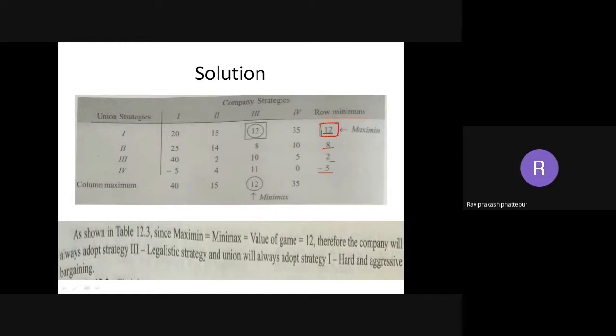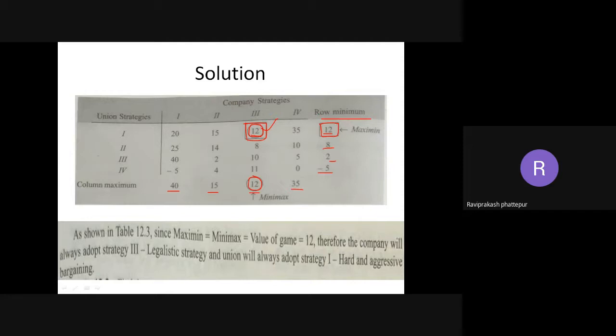Now coming to columns, find the maximum. In this case, the maximum is 40, then 15, then 12, and 35. Out of these maxima, we need to choose the minimum. So among 40, 15, 12, and 35, the minimum is 12. We put a circle. The square and the circle are coming at the same place. That means this is the saddle point, and the value of the game is 12.